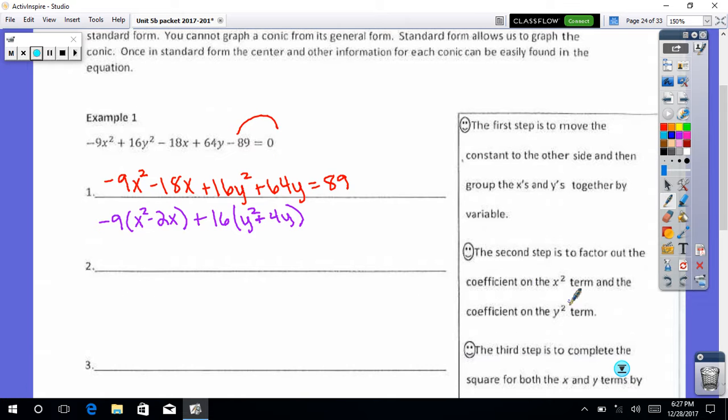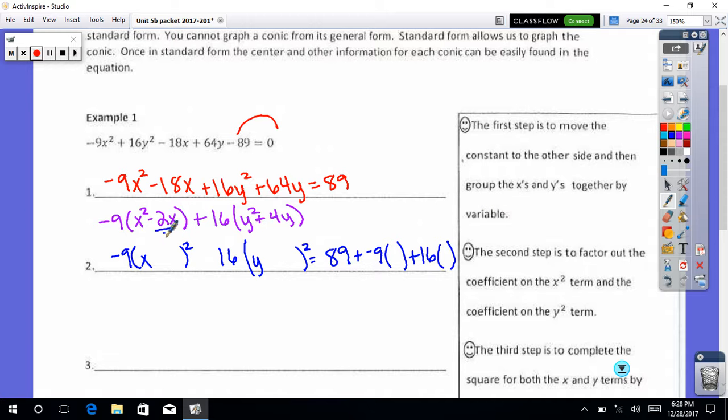Y'all know I don't like to follow steps over here, so I'm going to go ahead and make my bubbles like I did before. I have my x bubble with my negative 9, and I have my y bubble with my 16 in the front. And remember, over here, when I add, I also have to multiply by the number that's in the front. So when I fill in this bubble, I'm actually going to multiply those two by it.